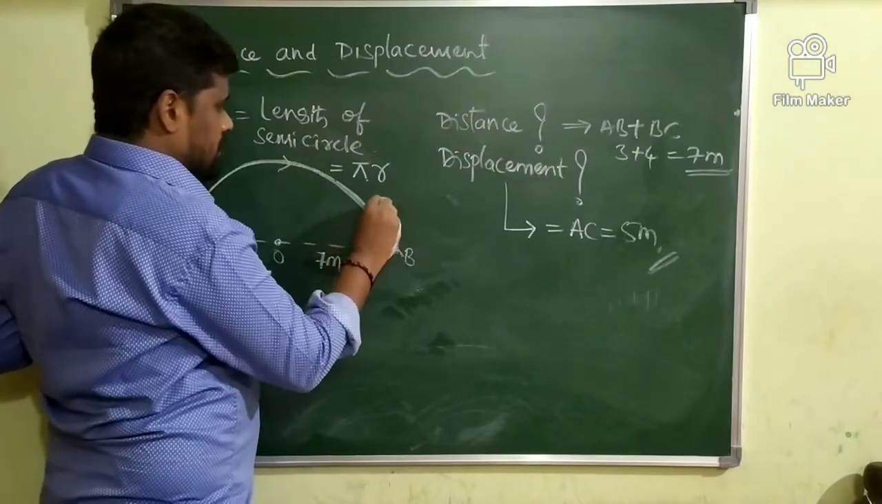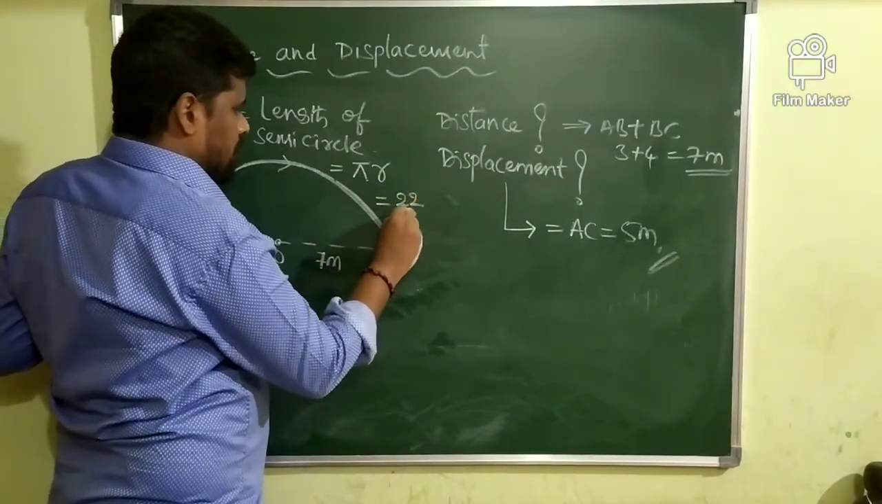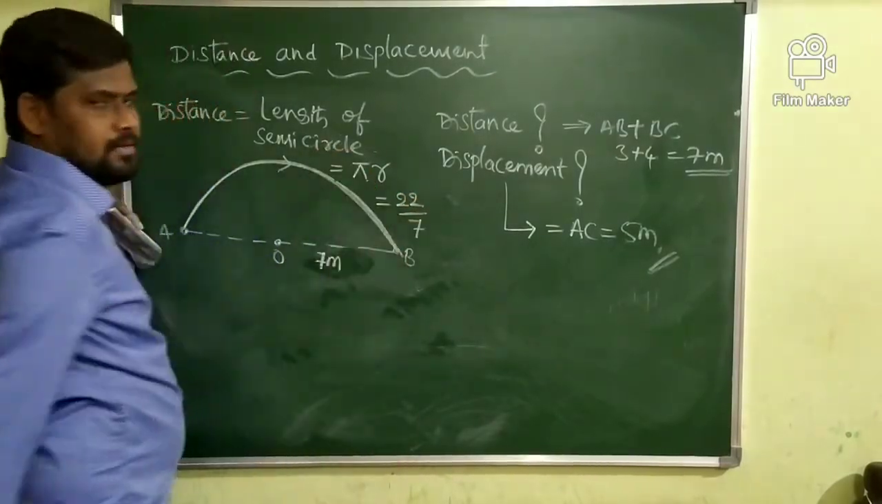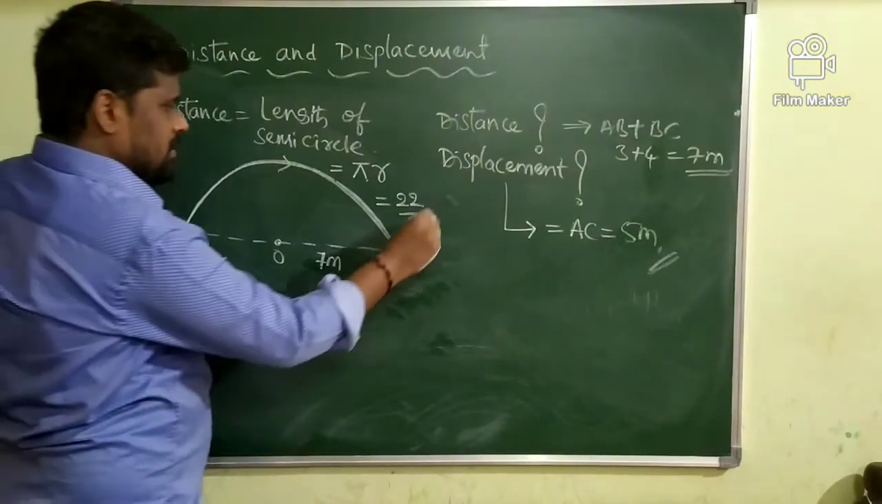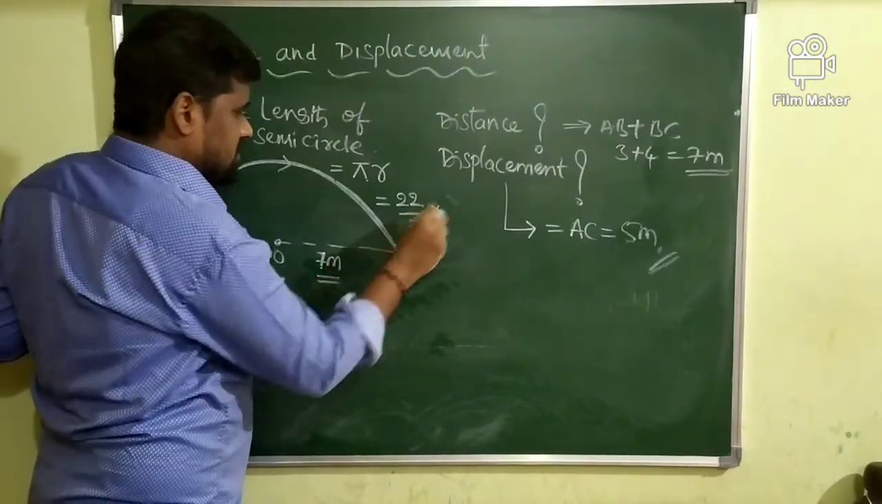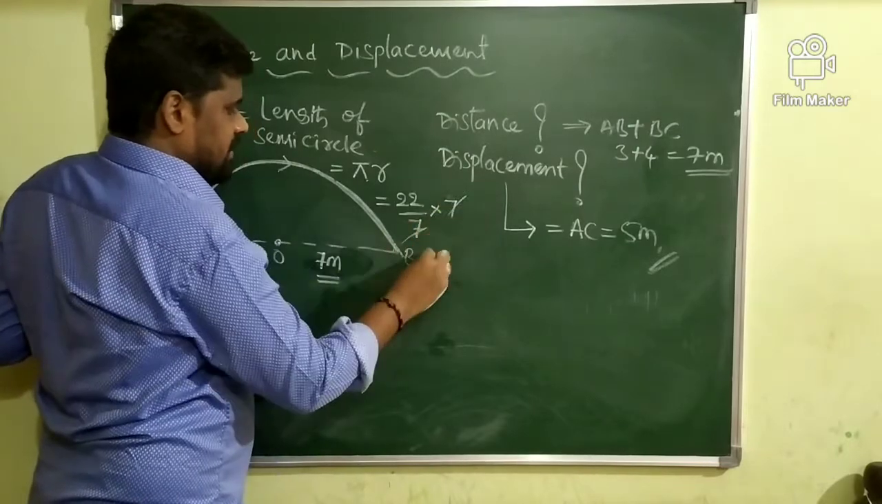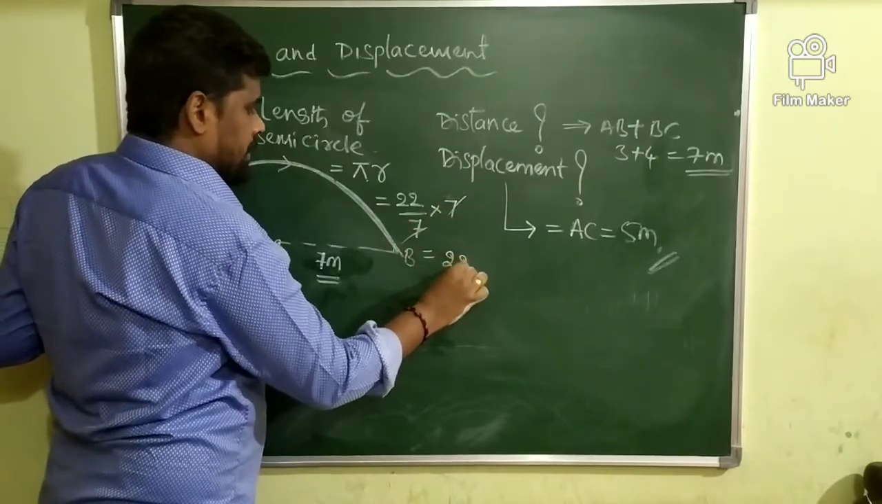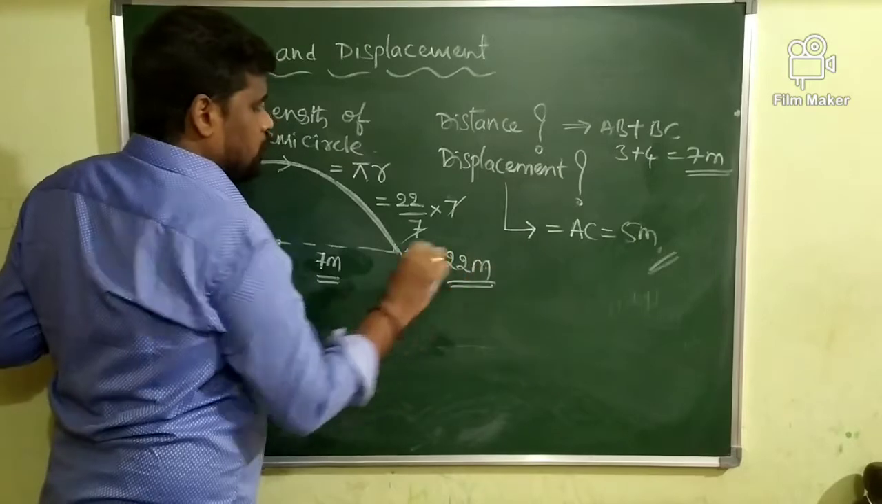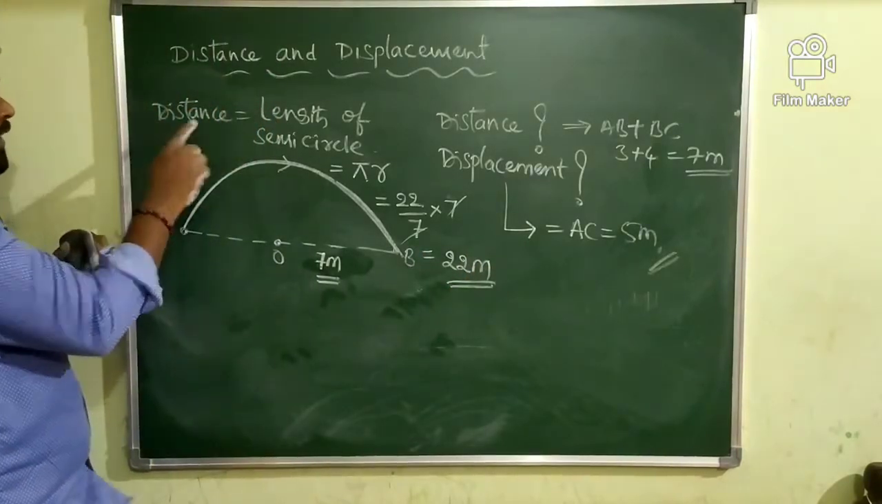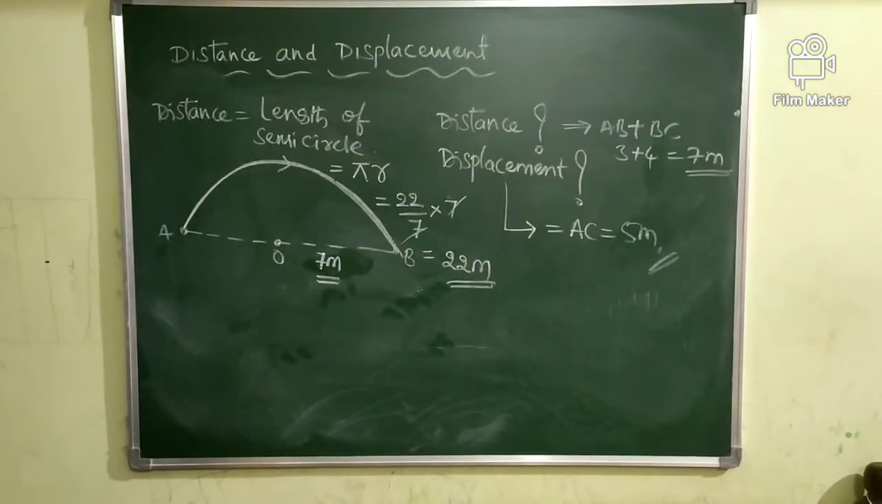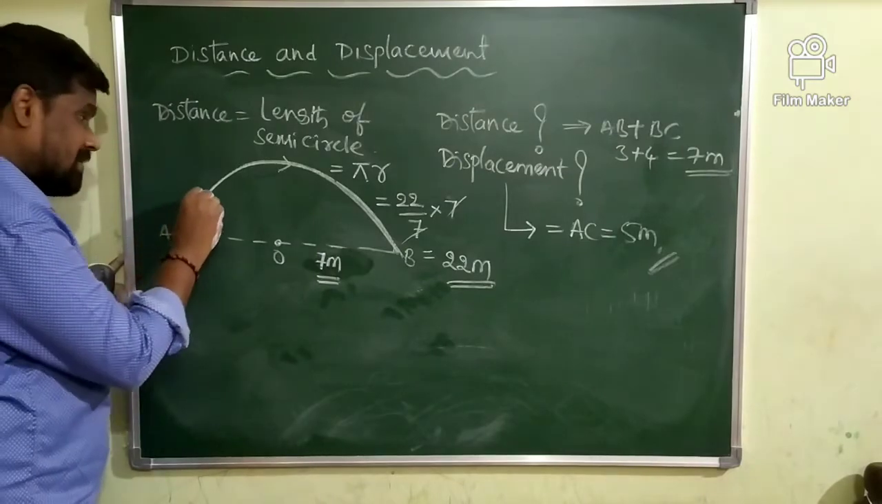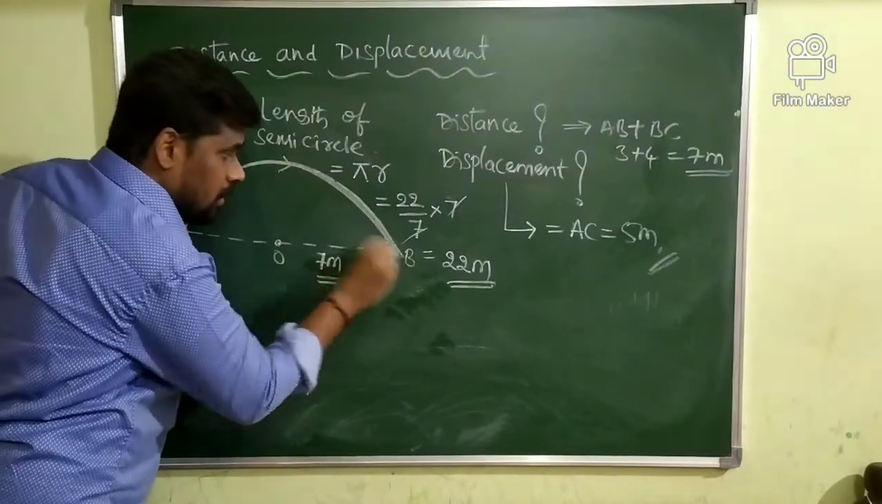Pi r. What is pi? You know very well, the value of pi is 22 by 7. What is the radius? Radius is 7. The 7 and 7 get cancelled, which gives 22 meter. What is 22 meter? It is the distance traveled by the body.